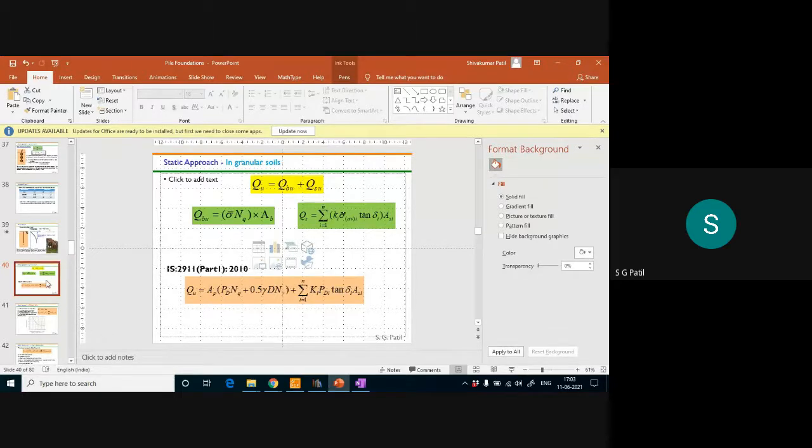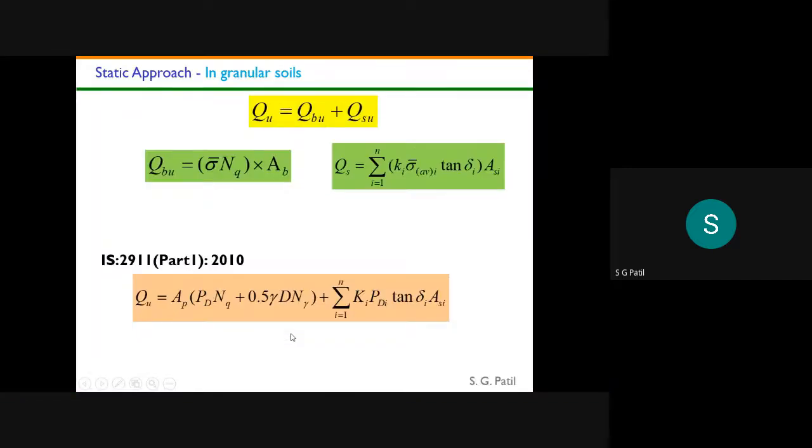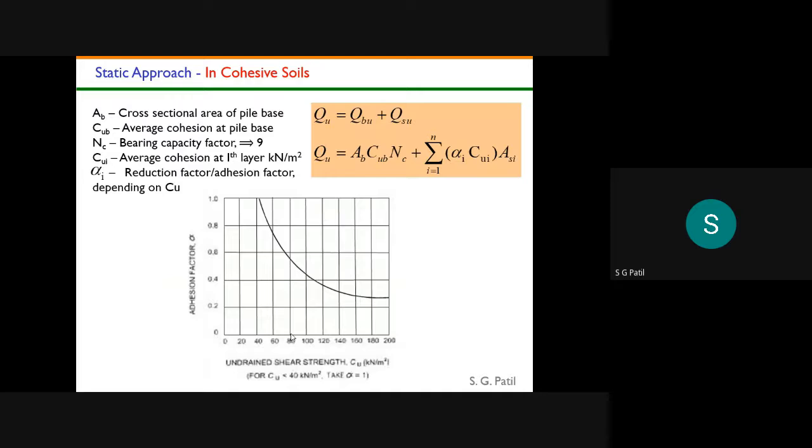So now we will see how we can calculate the load carrying capacity if you have a clay type of soil, that is your cohesive soil. So Q ultimate equal to your base resistance plus shaft resistance. Base resistance is your base area into undrained cohesion and into NC value, plus this is your shaft resistance, summation i from 1 to n, alpha times your Cui into surface area.